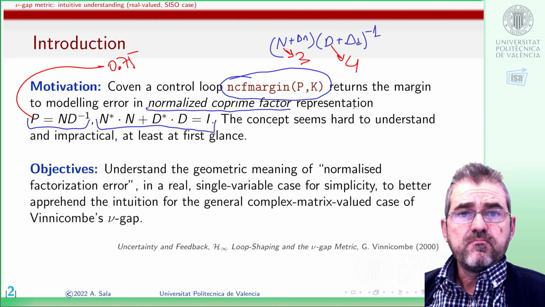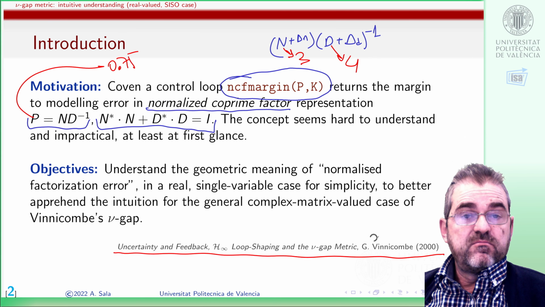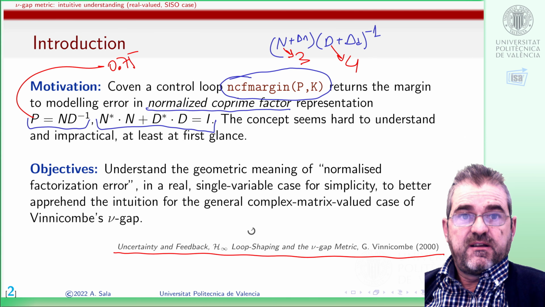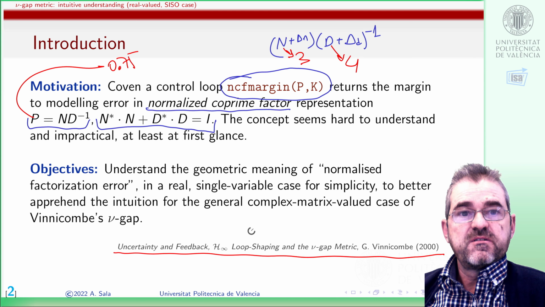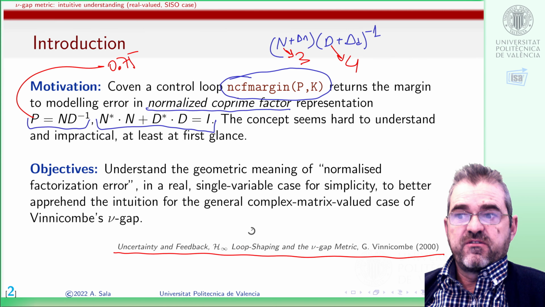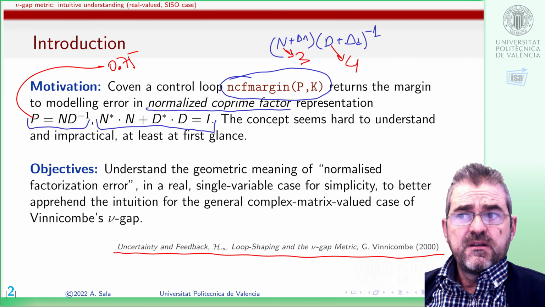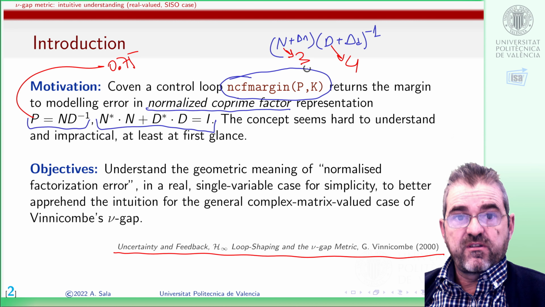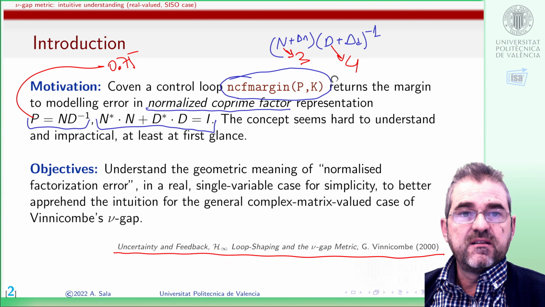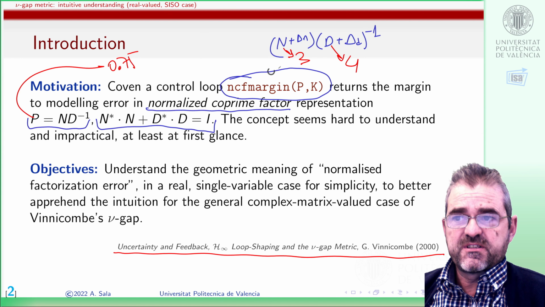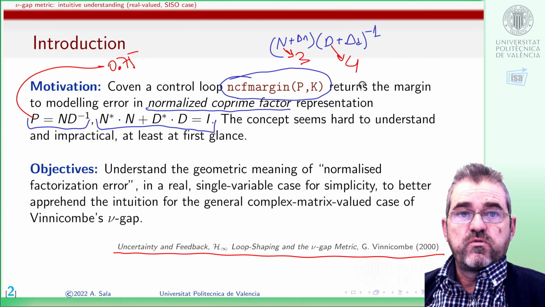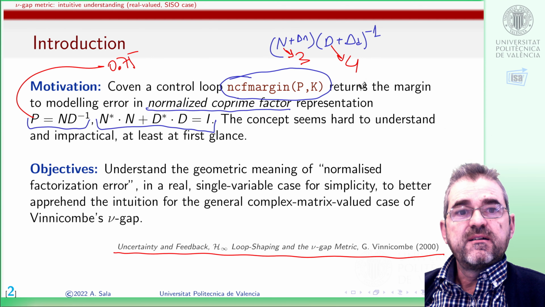Of course, if you have a good mathematical background, then you can just read Vinnicombe's book or papers, and you can understand in one shot the most complex version of these ideas. But okay, working with 3 and 4 seems simpler than working with a full transfer function matrix with complex numbers in the frequency domain, and same for the denominator. We'll just stick to the real case to grasp the geometric meaning of this coprime factor uncertainty.